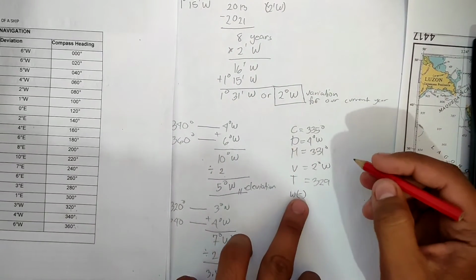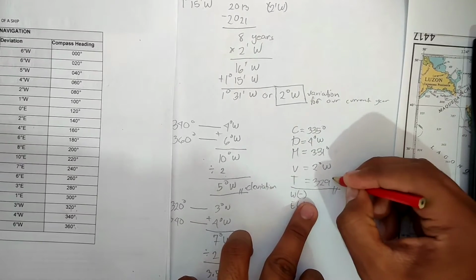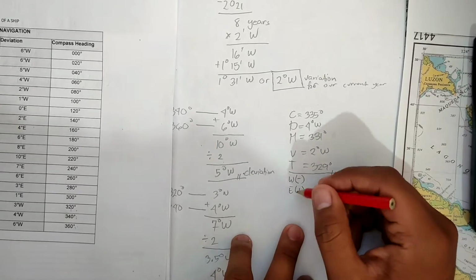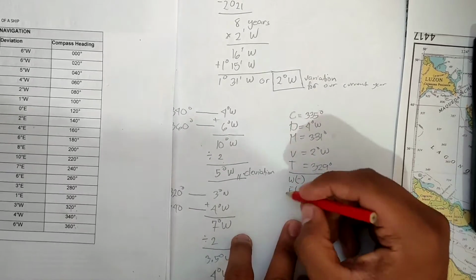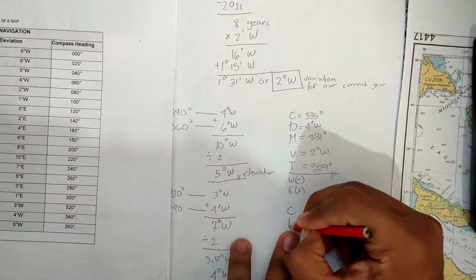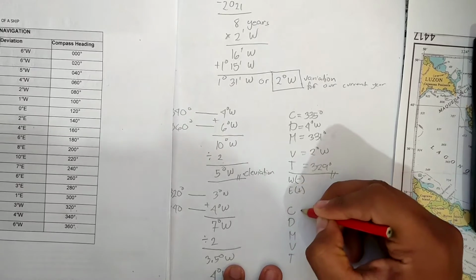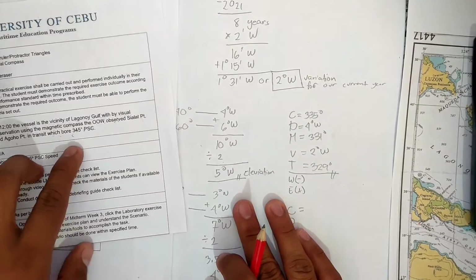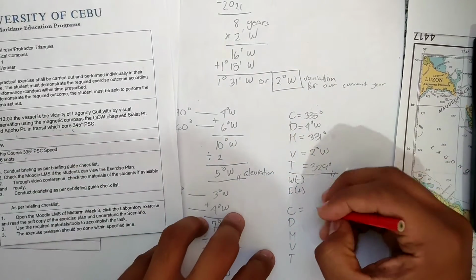So now we have our true course of 321 degrees. For correcting the compass of our magnetic bearing, we will use the CDMV again. So we have a compass course of 345 degrees.